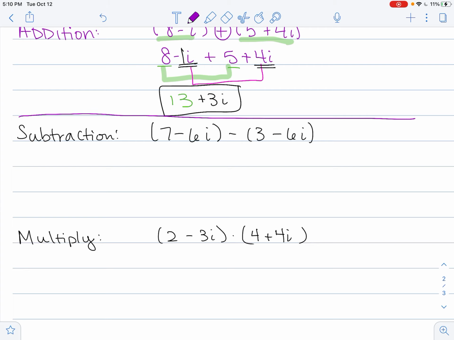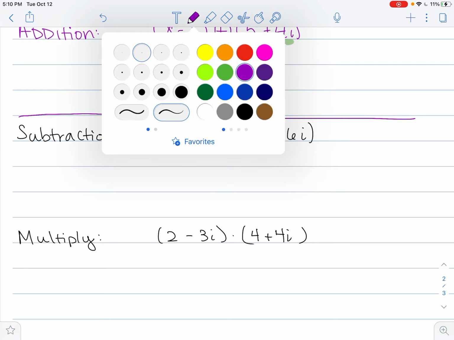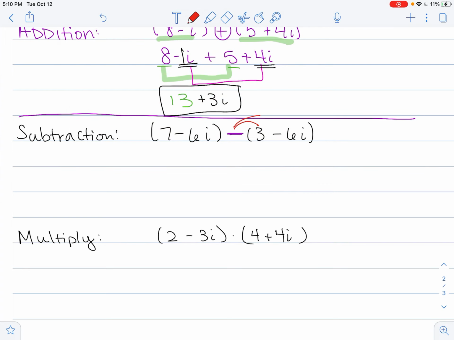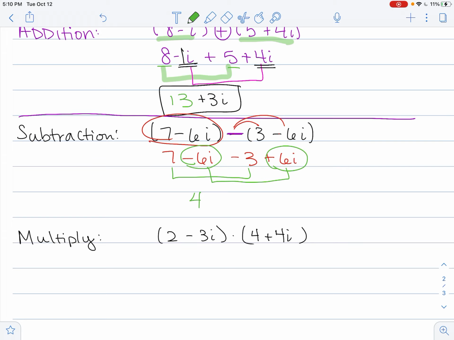And if we're subtracting, remember there's this minus in front, so we distribute the minus to both of these parts. So this is going to be minus 3, and minus a negative is a positive 6i. Once I have that, I can bring down the first complex number without the parentheses, and now we can also combine those like terms. 7 minus 3 gives me 4. And negative 6i plus 6i is just 0i, so that number is just 4.